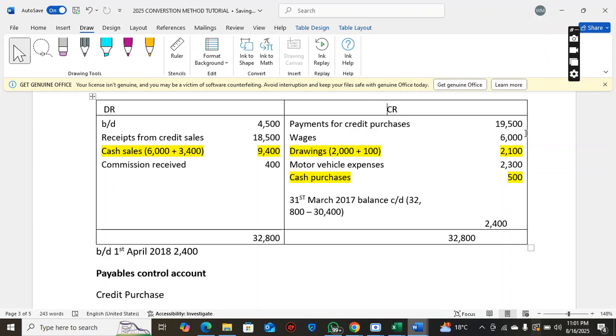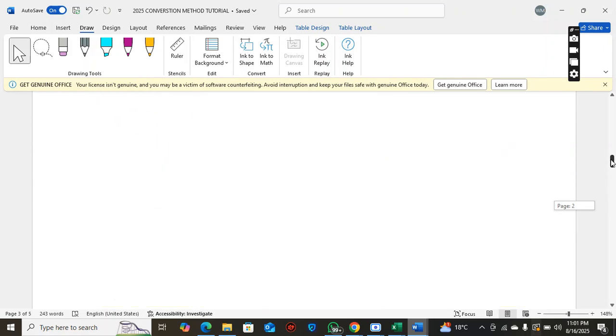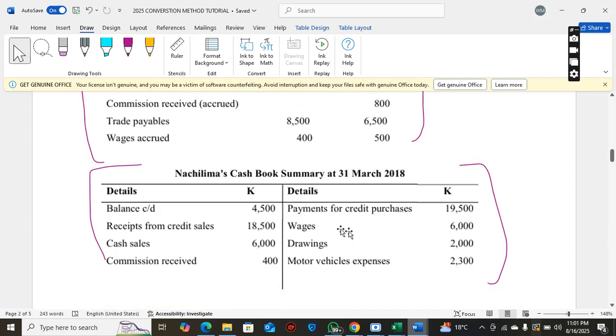No, this step, I did it earlier on in the day. Yes, you need to type. But this table, as I've said, is already here. We're just making an adjustment to add cash purchases, the sales, and the drawings. But it's basically this one.